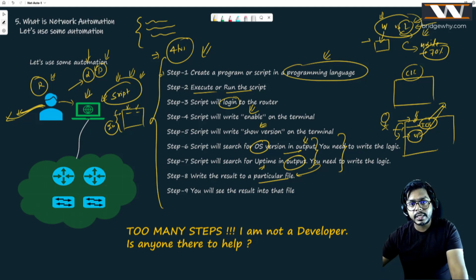Because you are still using the same CLI, but you are not typing the command. Instead of you, somebody else is typing the command. But you are doing everything on the CLI.